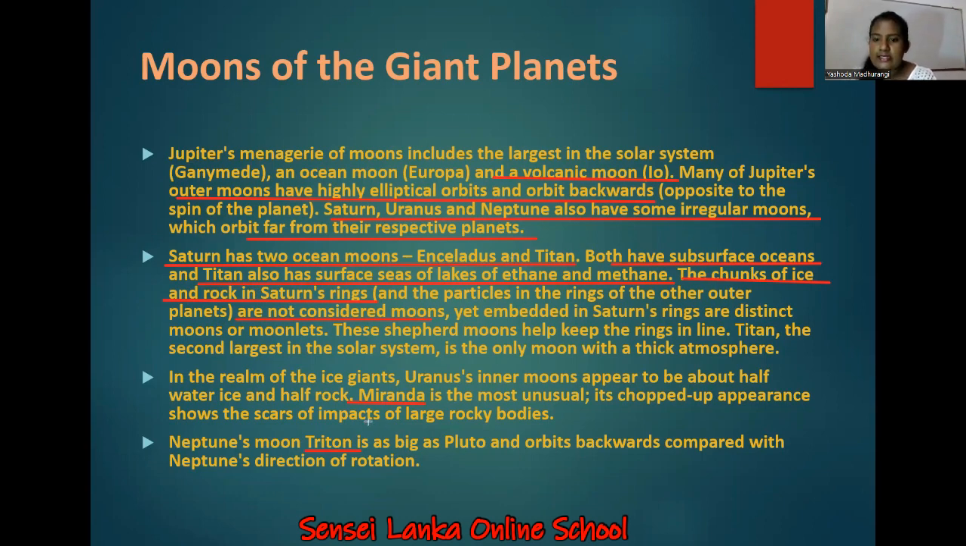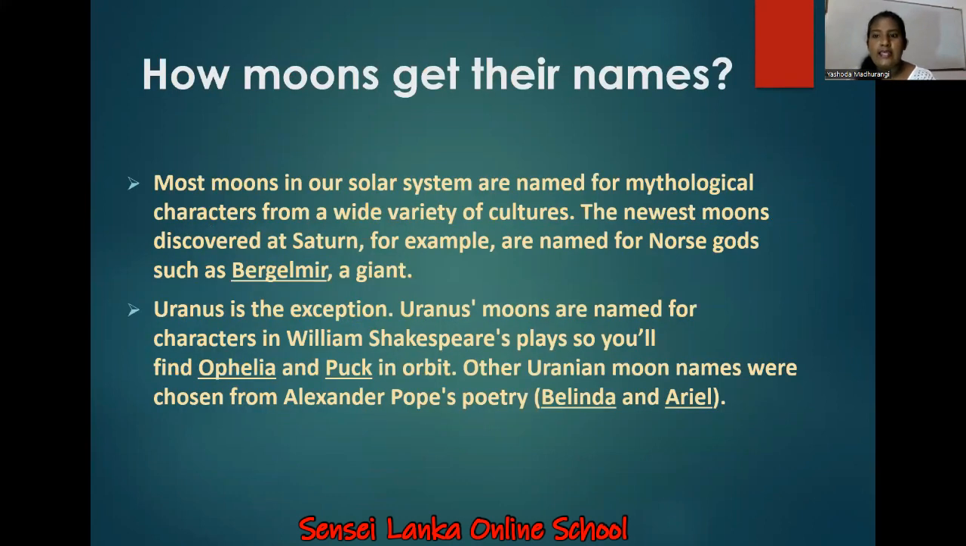Look at the spellings. So now, my dear children, look at these names. Do you like to know how these names are derived? Who gave these names? Do you like to know the history of these names? So wait, stay with me. I will explain to you how moons get their names. Titan, Miranda, Triton. So how do they get these names?